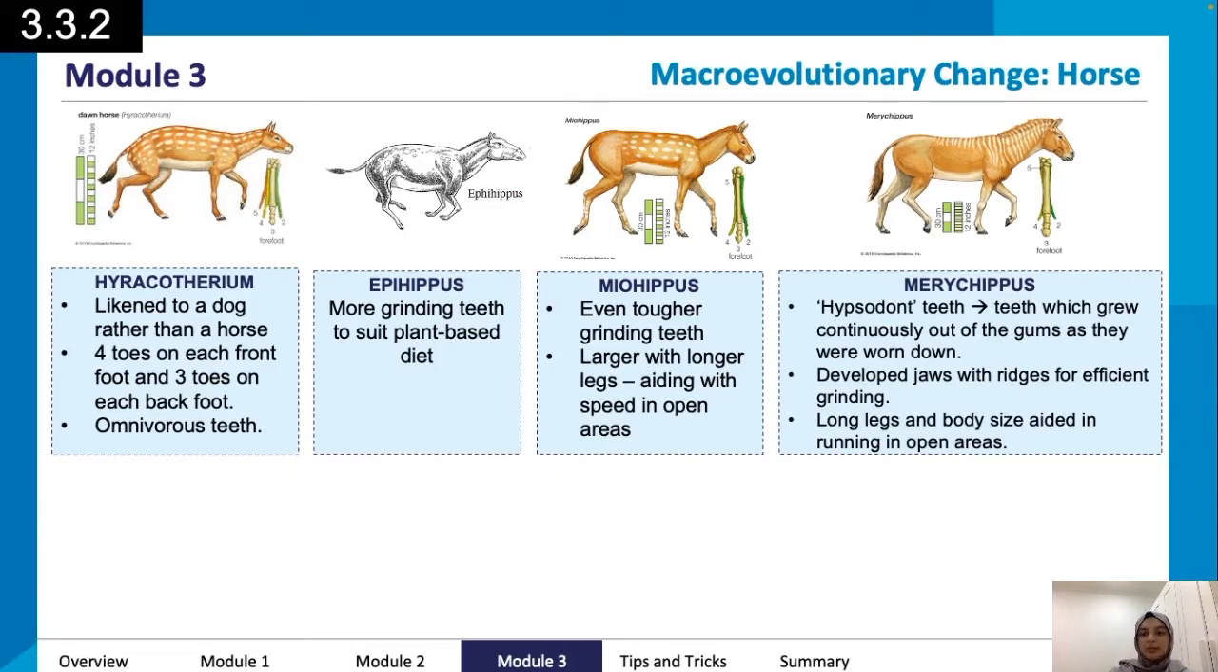Finally, we've got the last type, and they've got hypsodont teeth, teeth which grew continuously out of the gums as they were worn out. So they developed jaws with ridges for efficient grinding, and long legs and body size aided in running in open areas. Those are the 4 different steps, and you can see how the horse has changed over time to create macroevolutionary change of the horse.